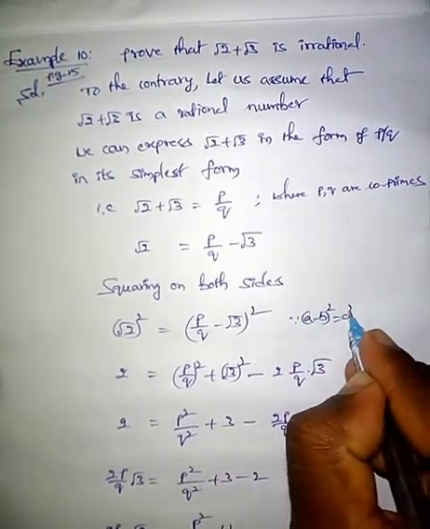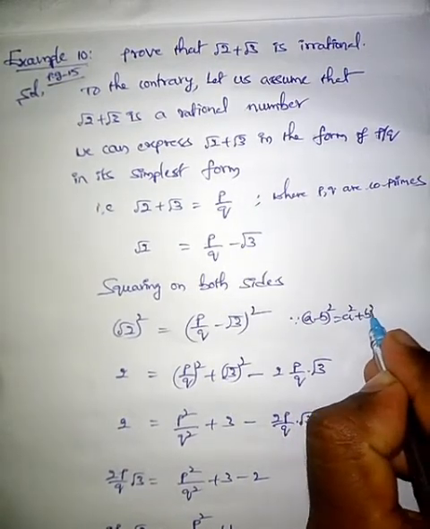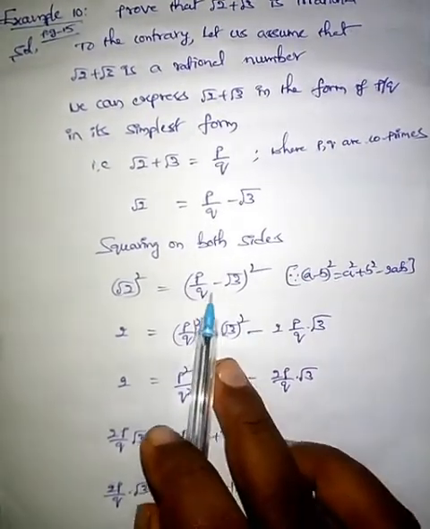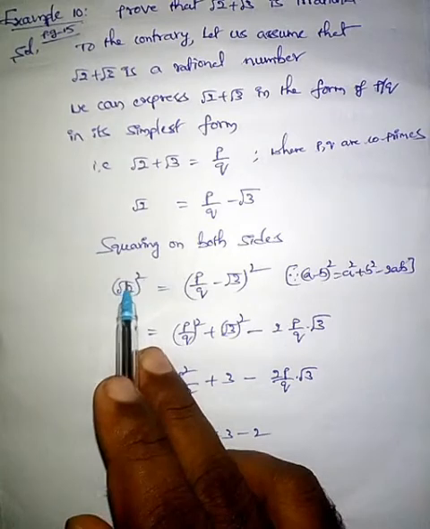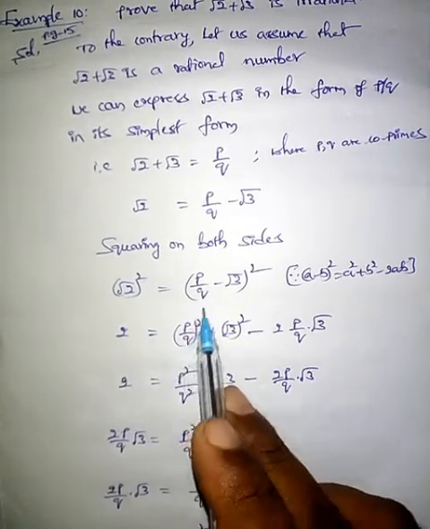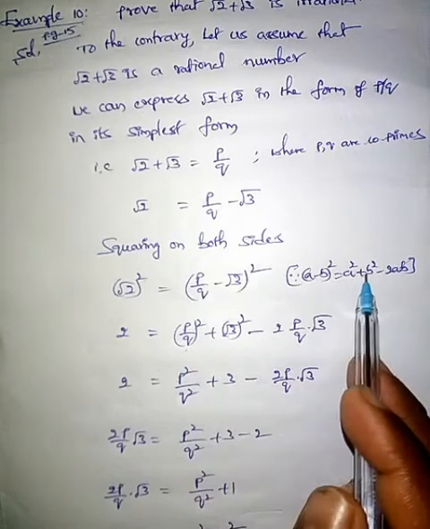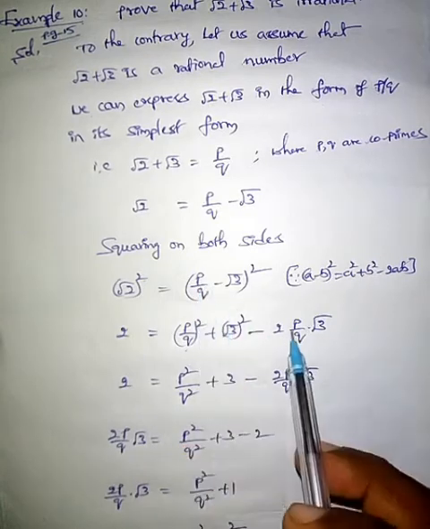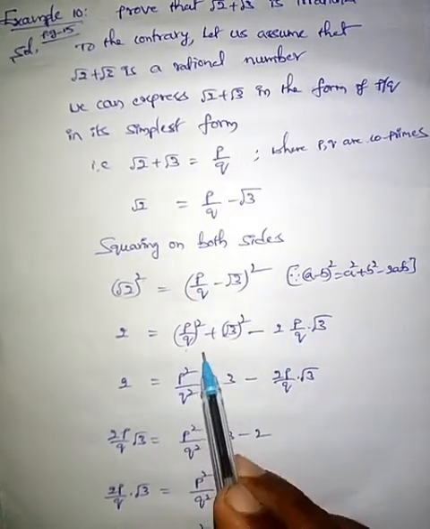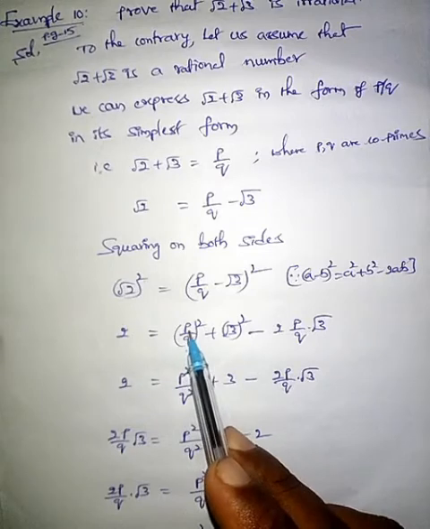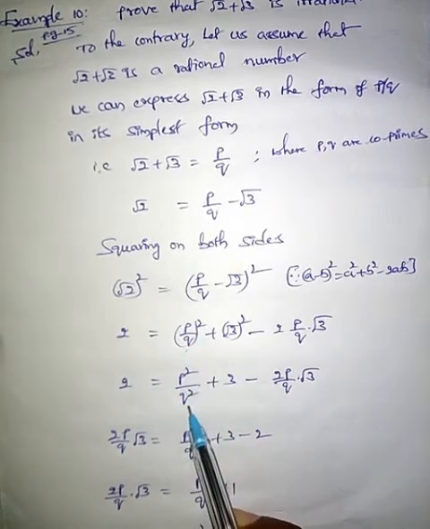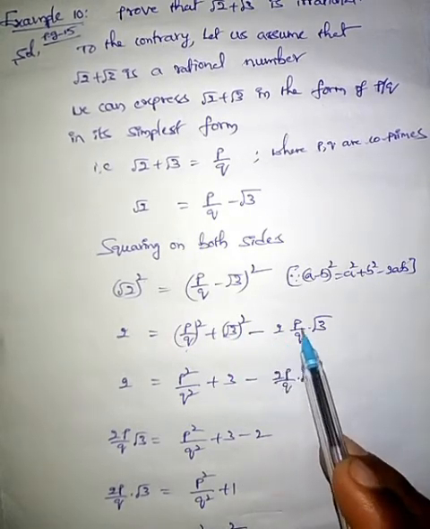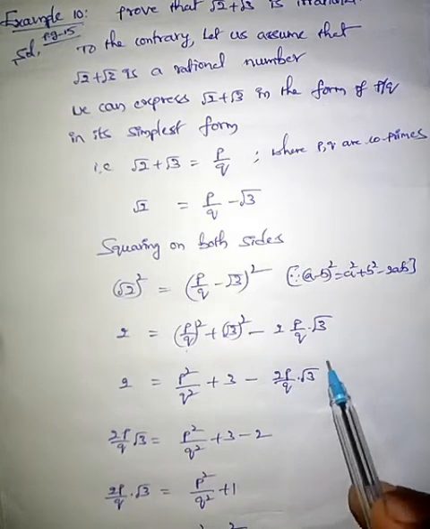Now this is in the form of a minus b whole square. So what is the formula of a minus b whole square? A square plus b square minus 2ab. Now expand this by using this formula. Root 2 whole square, square and root get cancelled here, so the result will be 2. Now a square, that is p by q whole square. Next b square, that is root 3 whole square, minus 2ab, minus 2 into a means p by q, b means root 3. Now apply the square to both numerator and denominator, that is p square by q square. Here square and root get cancelled, so the result will be 3 minus 2p by q into root 3.